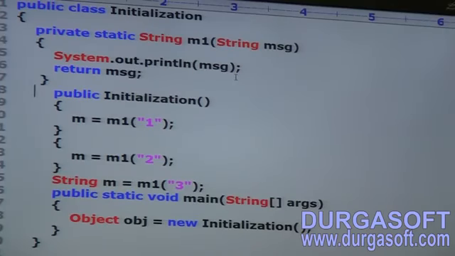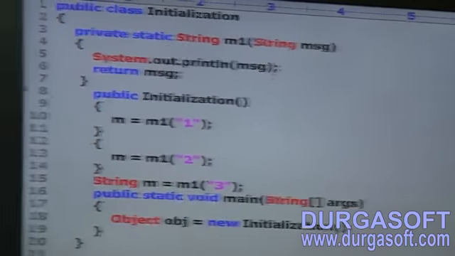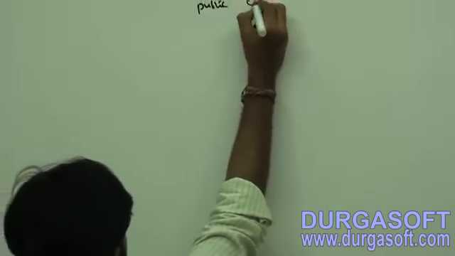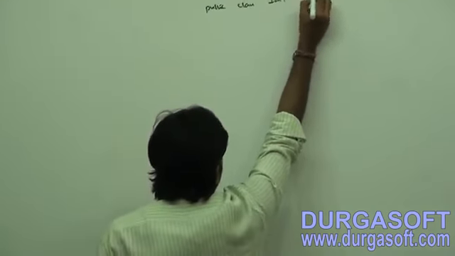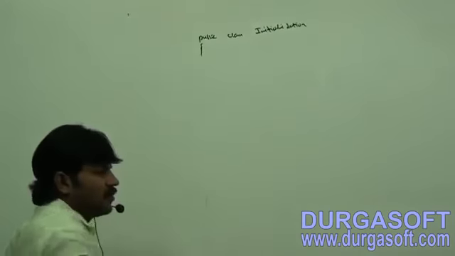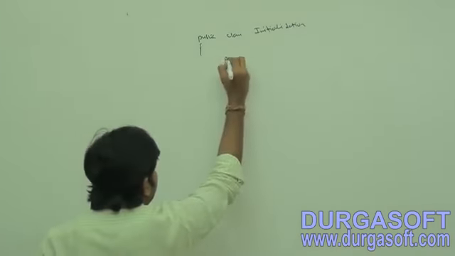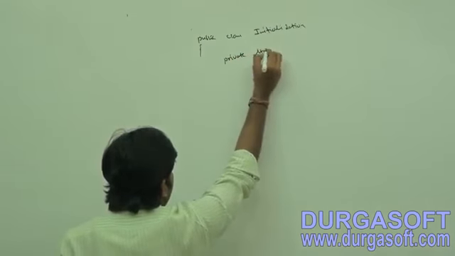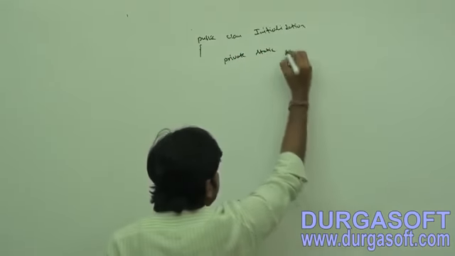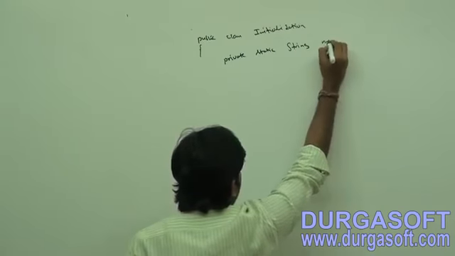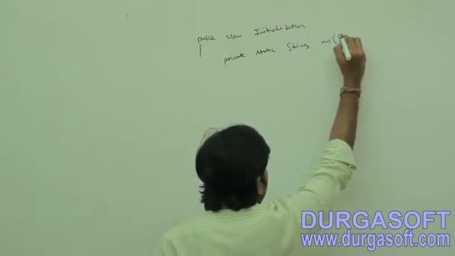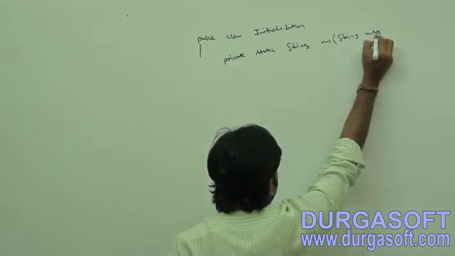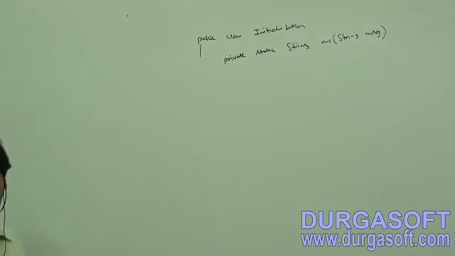Can you please tell, what is the code? Can you please spell out? Public class initialization. What is the thing? Private static string m1 method is there. Private static string m1 of string message.